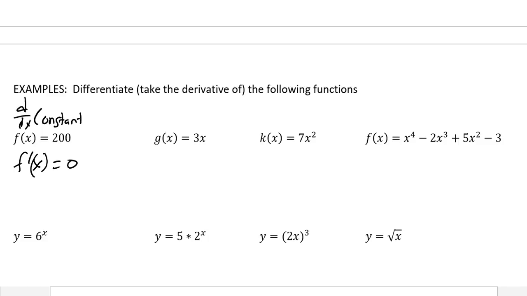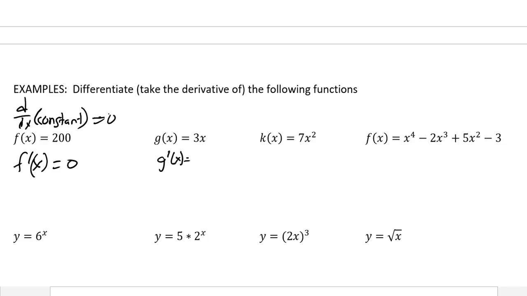The derivative of a constant is always 0. And 200 is just a number, it's just a constant. So now we're going to take the derivative, g prime. We want to know what g prime of 3x is. Well, we already know that that is just 3.